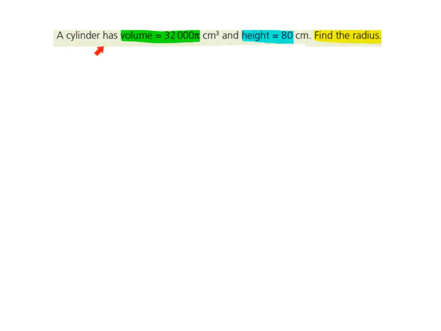A cylinder has a volume of 32,000 pi centimeters cubed and a height of 80 centimeters. Find the radius. So very similar question to the previous one, except this time we're given the height and asked to find the radius, but the steps are still the same. Step 1, we write out the formula for the volume of a cylinder. So again, V is equal to pi r squared h, and again this is given to you in your formula book.